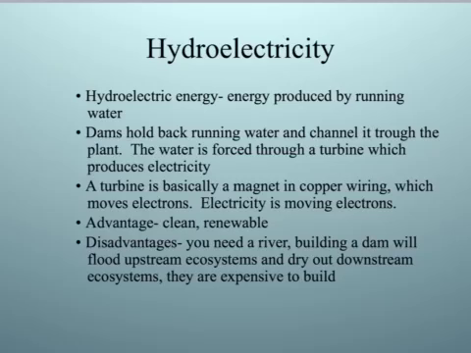Dams will hold back water. The water then will flow down a hill, and it is forced through a turbine. The turbine is what moves electrons. This will produce electricity. Advantages of hydroelectricity: it's clean, meaning no pollution, and it's renewable.